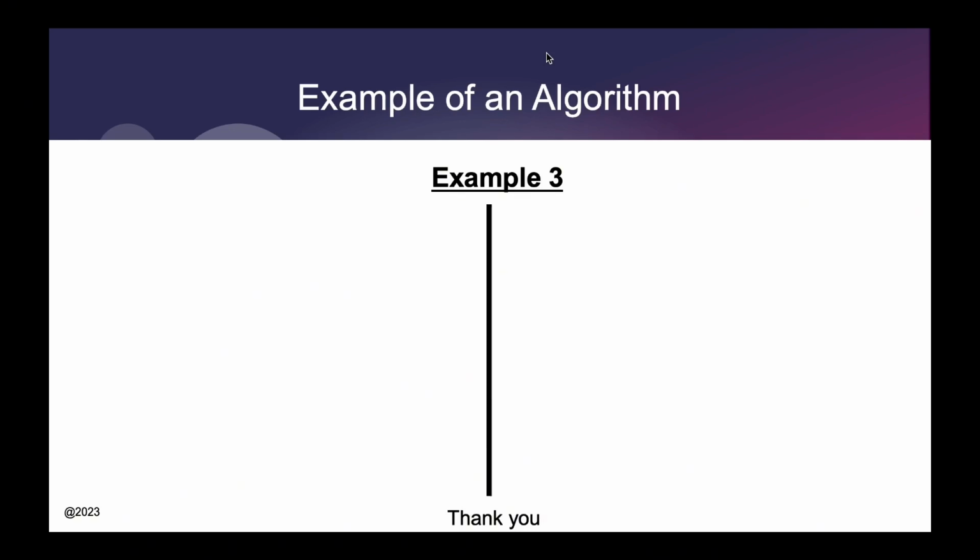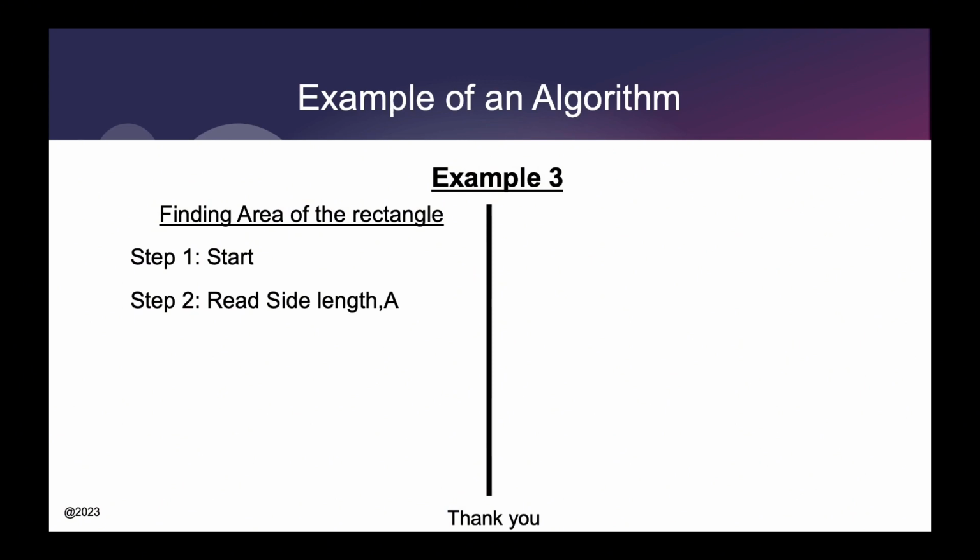Now let's take the last example, the third example. In a classroom, you might find a child who is unable to find the area of a rectangle. So as a teacher or as a programmer, you need to design an algorithm to solve that problem. So the first thing is what? To start the algorithm. Okay. So my second step is that I have to write an algorithm to read the side length A. And also the third step, I have to write an algorithm to read the side length B.